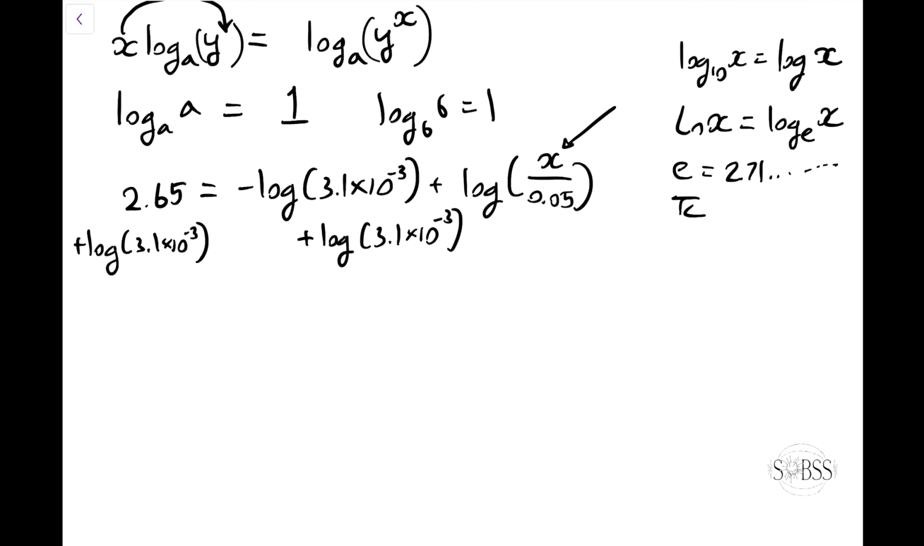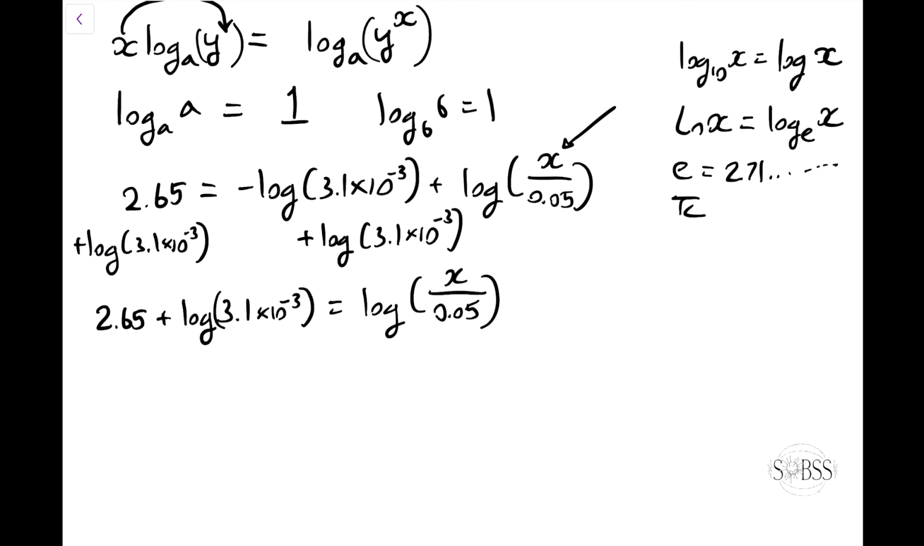I'm not going to explain what it is in this video, but anyway, let's get back to this. So we've got 2.65 plus log, remember, to the base 10 of this, because it's now on this side, is equal to log of x over 0.05. Now, using that rule, you can see that there's a divide here. So we're going to break the log up.